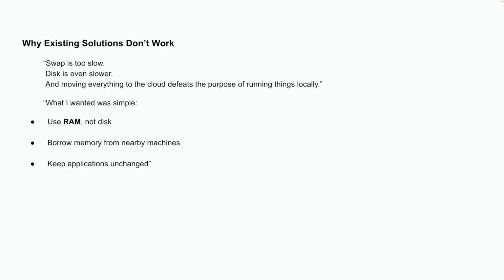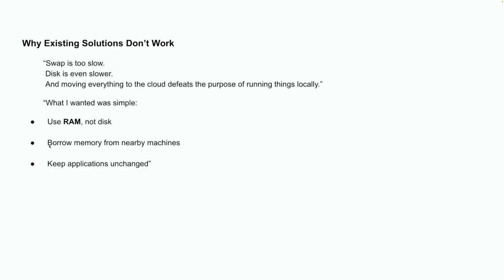So why don't existing solutions work? Swap memory is very slow. As you know, it is a portion of your disk that you are using as swap, so it is very slow, and disk is also very slow. And if we try to move everything to the cloud, that defeats the purpose of running things locally. So what I wanted was simple: use RAM, not disk. Since we are using RAM on a peer device, there might be a small latency between operations, but that is very negligible compared to using disk.